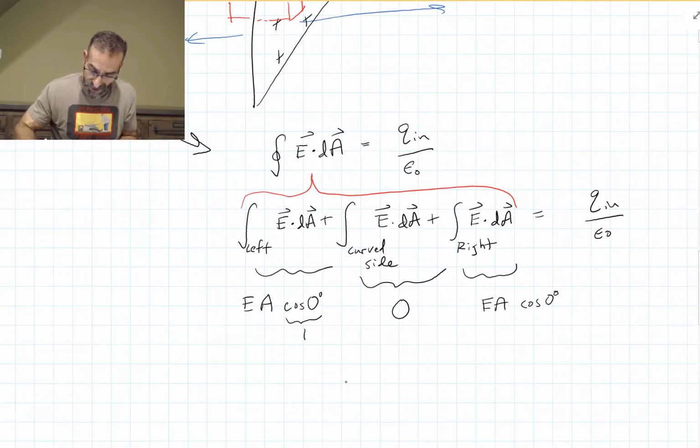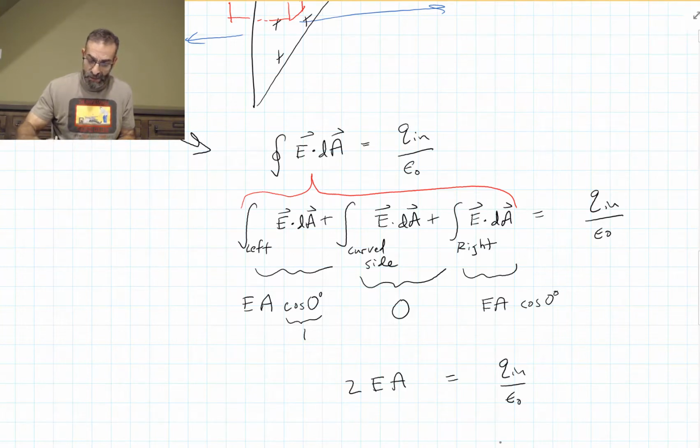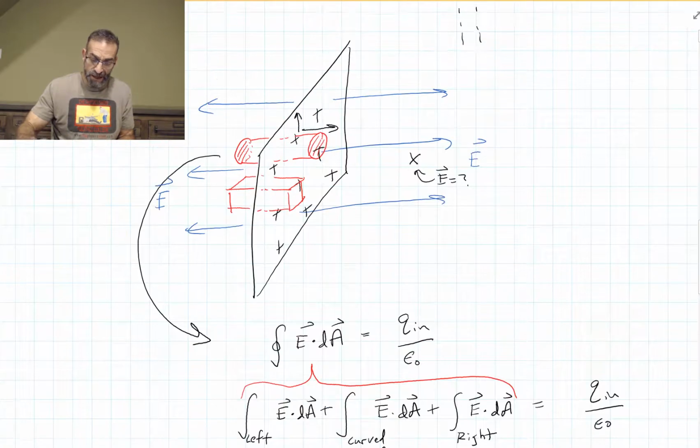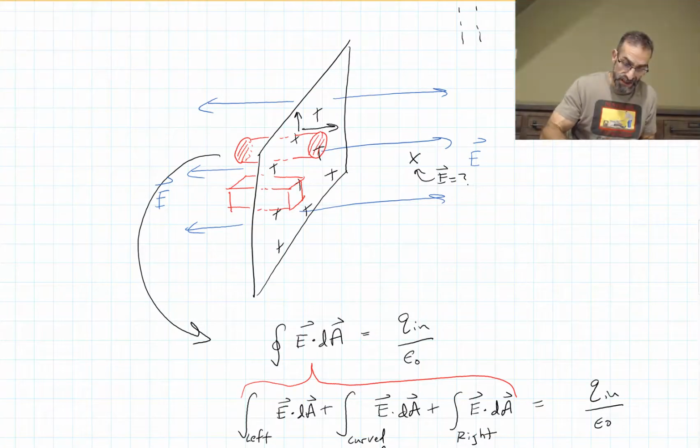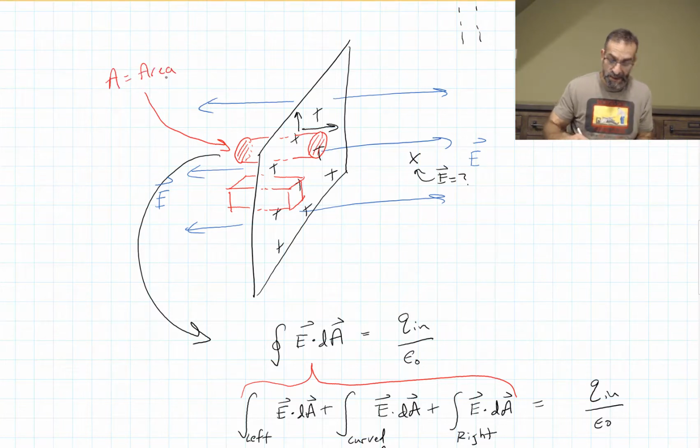So what do we end up with? 2EA is equal to Q inside over epsilon naught. And what A is that? That's the area of the end cap here. The area of that circle that makes up the end of my cylinder.